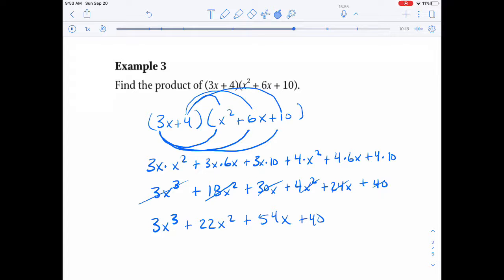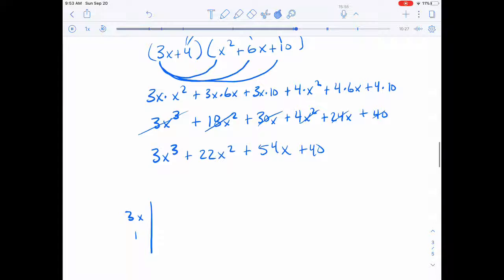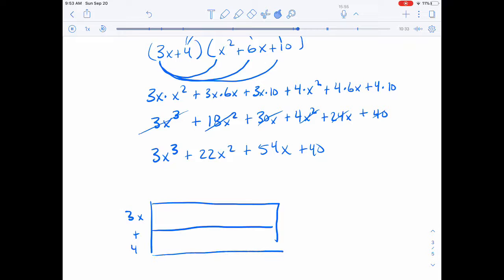Let's solve this same problem by using an area model. So on the left-hand side, we would have 3x plus our 4, and on the top we would have our trinomial of x squared plus 6x plus 10. So let's create our boxes.